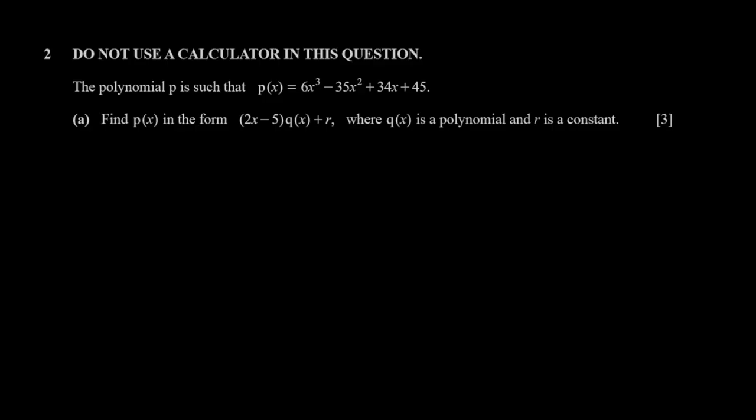Okay, so this is question 2, which is a polynomial factor theorem, remainder theorem style of question. We've got a polynomial p such that p of x is equal to this thing here, and we want to find p of x in the form 2x minus 5 times q of x plus r, where q of x is a polynomial and r is a constant. Now, the way of asking this question is somewhat unusual. It differs from the previous years in terms of the way it's been asked.